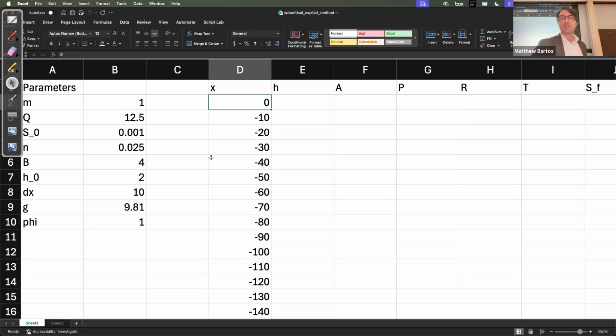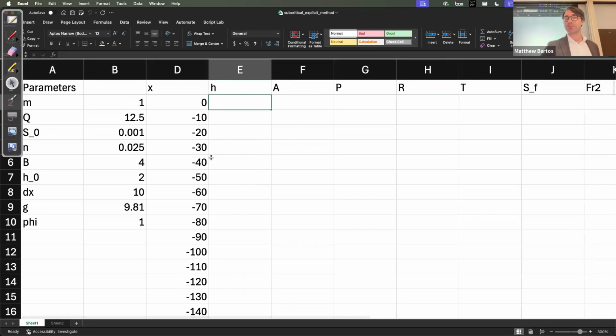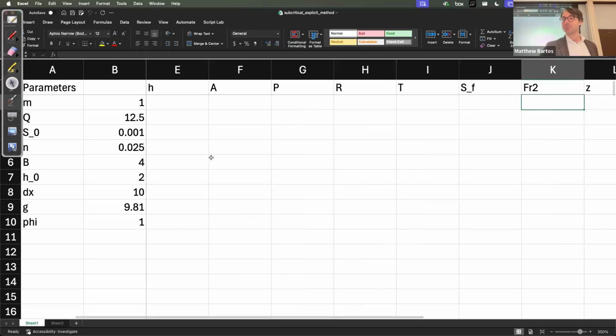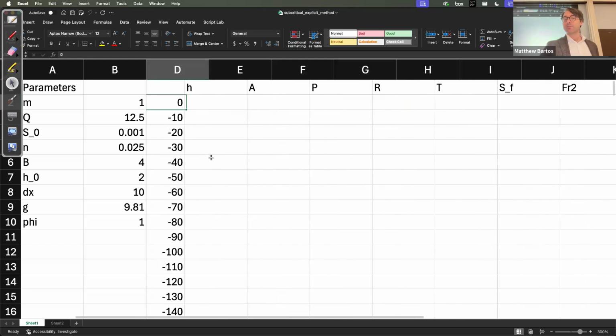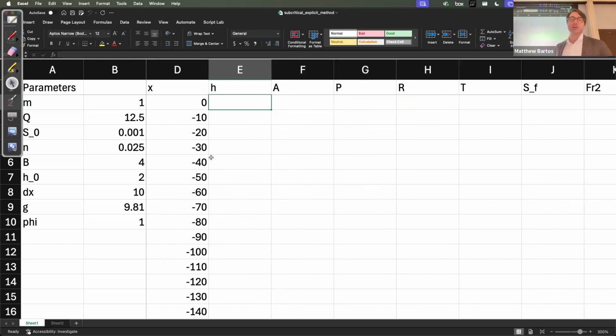All right, first we're going to start with this first row. This will be all of these parameters at spatial coordinate 0. We're going to compute the depth, the area, the perimeter, the radius, the top width, the friction slope, the Froude number squared, the bottom elevation, and the water surface elevation. First, what can we put in here for the depth H? 2 meters, right? This is our downstream boundary condition. We have a downstream boundary depth of 2 meters, so that's a given in the problem.